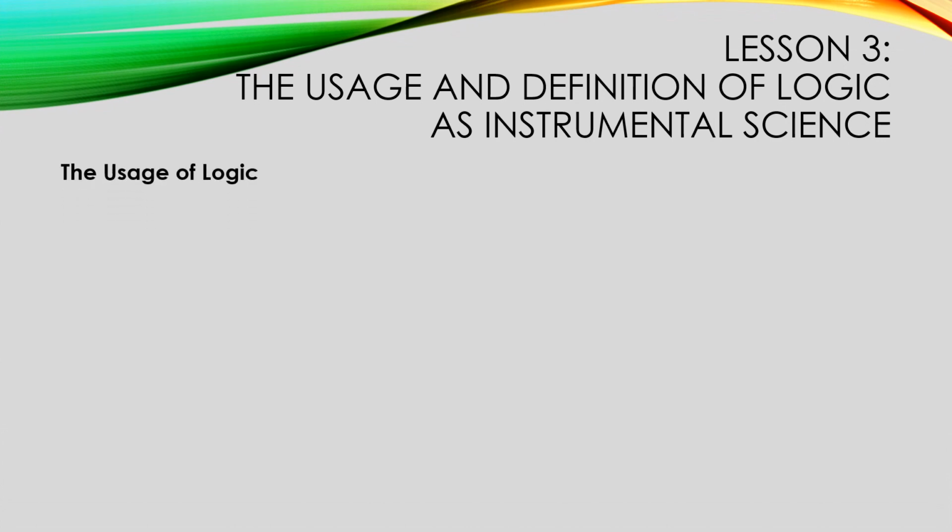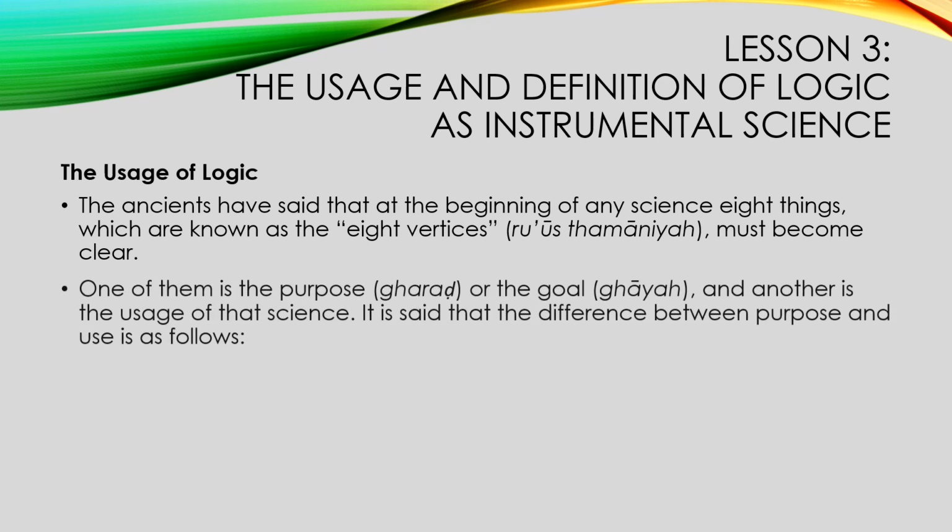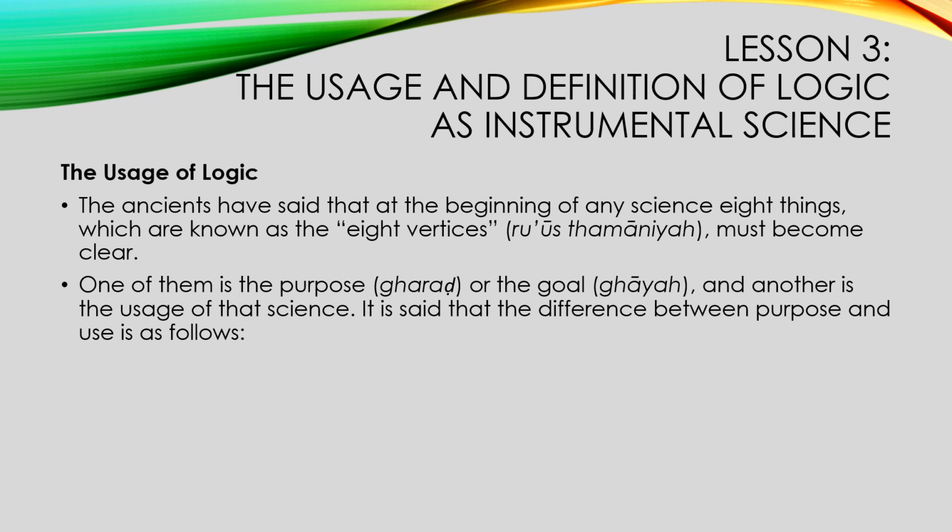The usage of logic. The ancients have said that at the beginning of any science, 8 things which are known as the 8 vertices or ru'us thamaniya must become clear. One of them is the purpose or gharad, or the goal or ghaya, or the end point. And another is the usage of that science.